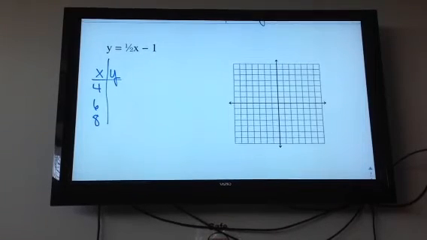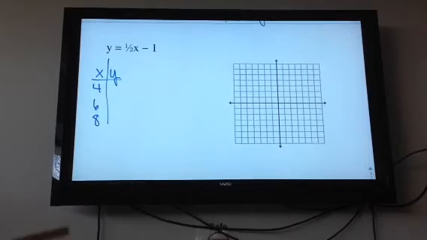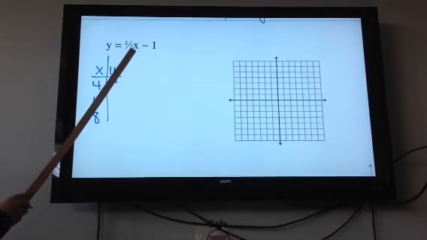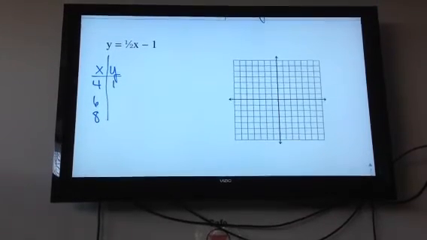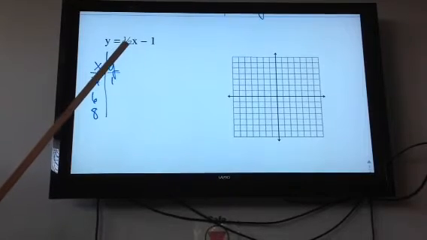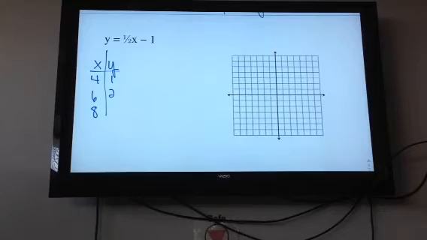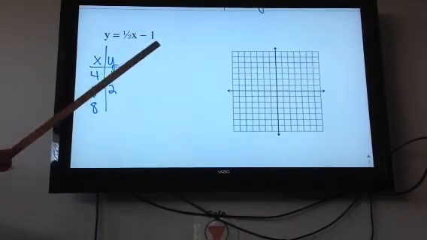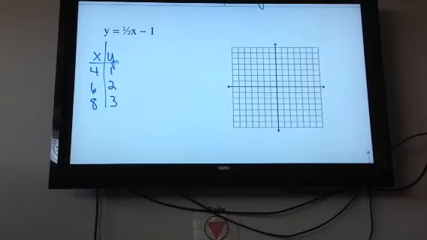And here you can definitely do this one in your head, because y is all alone. Half of 4 is 2. Minus 1 is 1. Plug in 6. Half of 6 is 3. Minus 1 is 2. And plug in 8. Half of 8 is 4. Minus 1 is 3. That one's a simple one to do in your head, although you can write it.